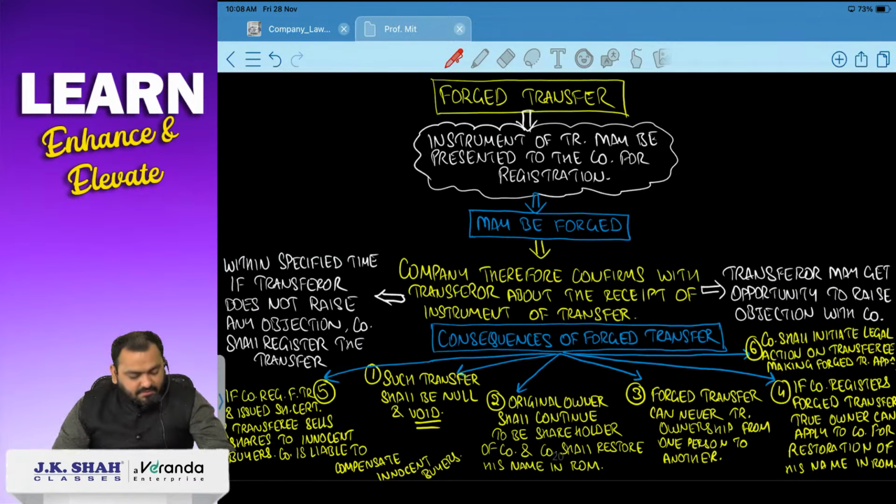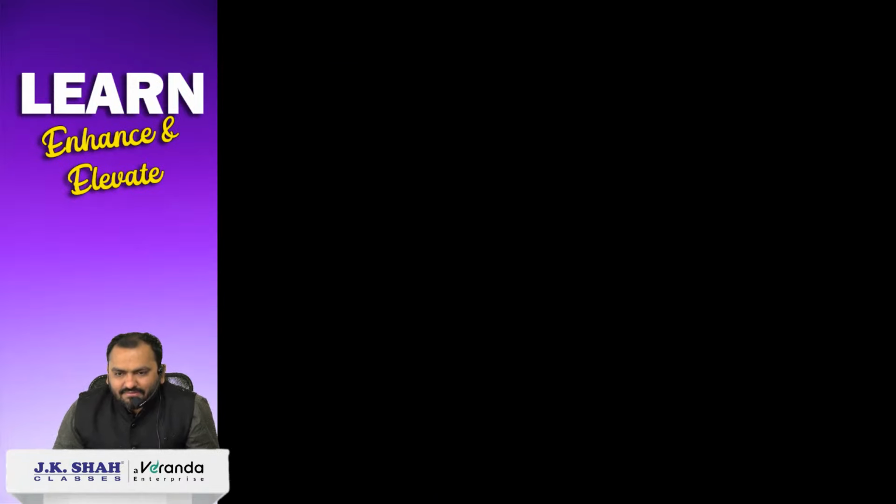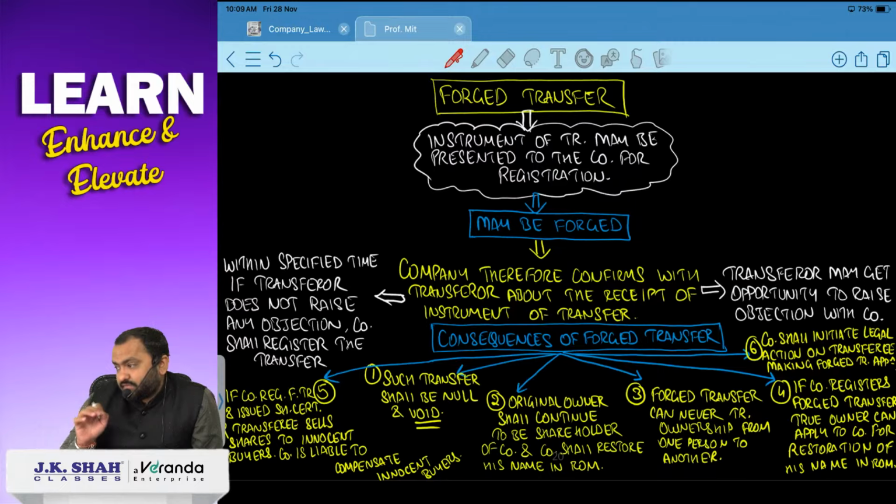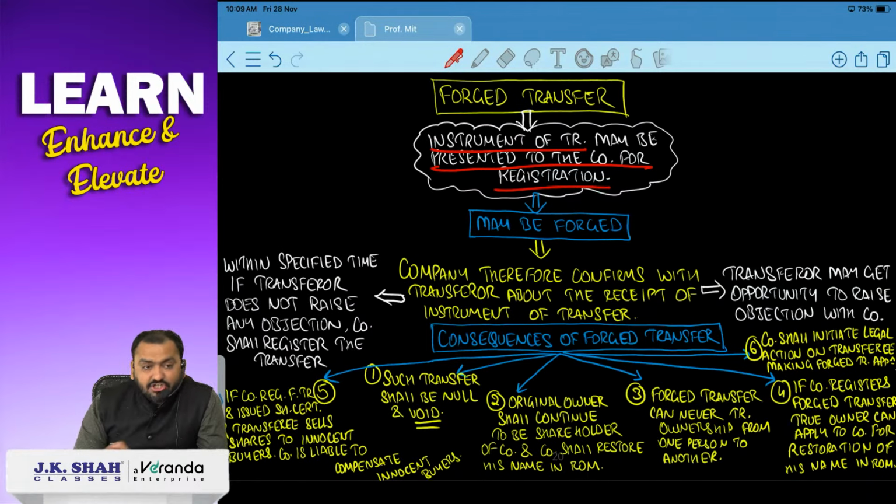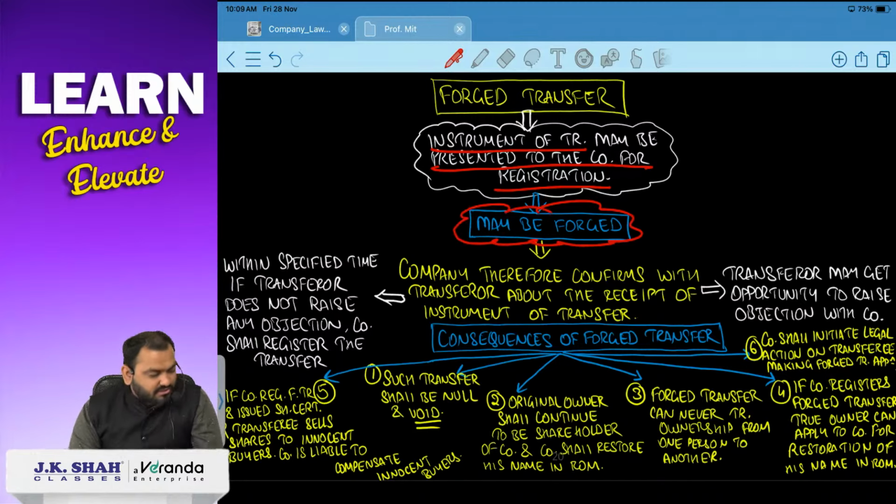Forged transfer. What is forged transfer? Fake transfer. A forged application was made for registration of transfer. Where was the application made? To the company. Concentrate. The instrument of transfer presented to the company for registration of transfer may be forged, may be fake. Can you get this point? A fake application was made for registration of transfer.